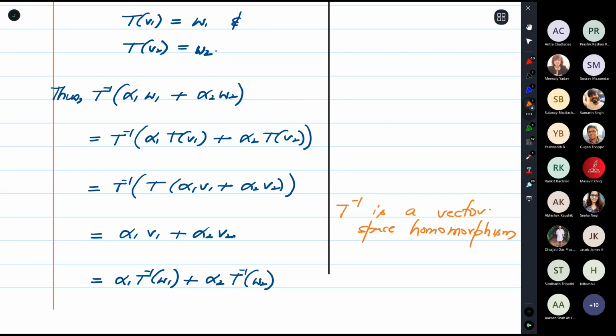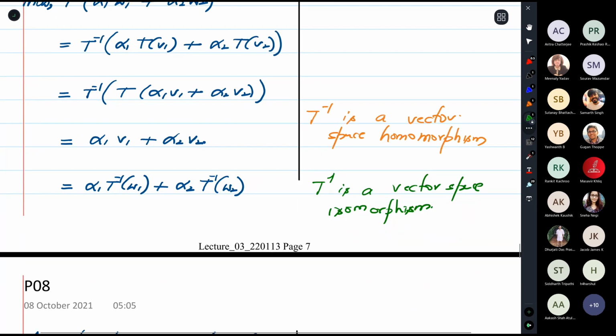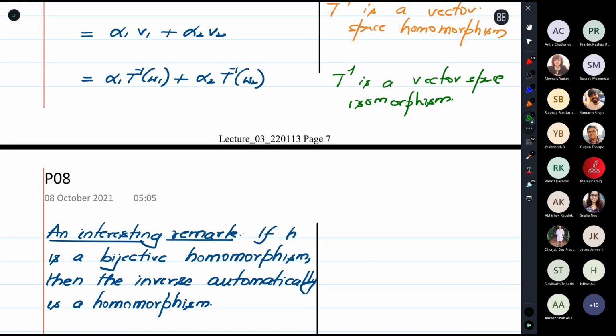Is this okay? And because of this reason, since T inverse is also a bijection, it immediately follows that T inverse is a vector space isomorphism. Is this okay? So this completes the proof that if T is a vector space isomorphism, then so is T inverse. Okay, so let me pause here for a second or two.